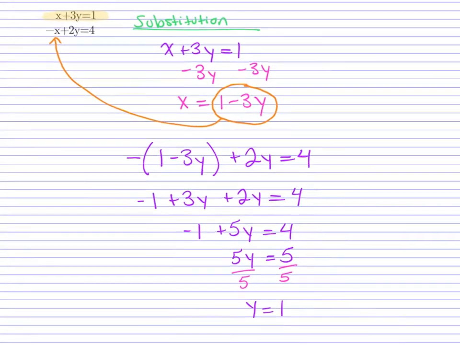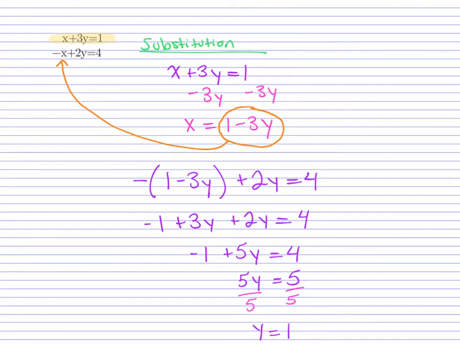We found the y value, and we can plug it into either one of the original equations, x plus 3y equals 1, or negative x plus 2y equals 4, or we can plug it in right here, x equals 1 minus 3y. Since this is already solved for x, this makes our life a lot easier. So I'm going to plug it into this one.